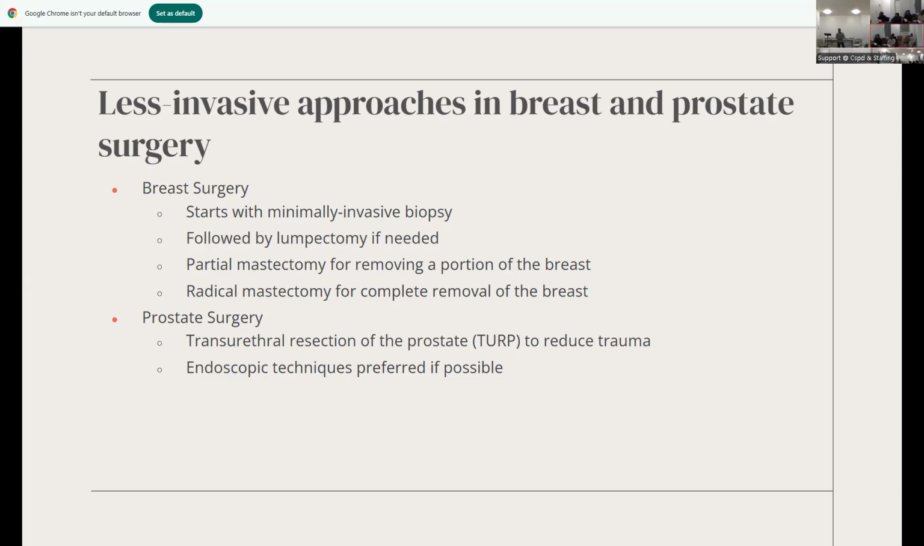Prostate surgery. Transurethral resection of the prostate. Whenever you see this one, in my hospital we do it a lot. The TURP, we do it a lot in my hospital. We do it on Tuesdays, on Thursdays, and sometimes Fridays, depending on the surgeons. Right. To reduce trauma, endoscopic techniques are preferred if possible. Yeah, you were going to ask.